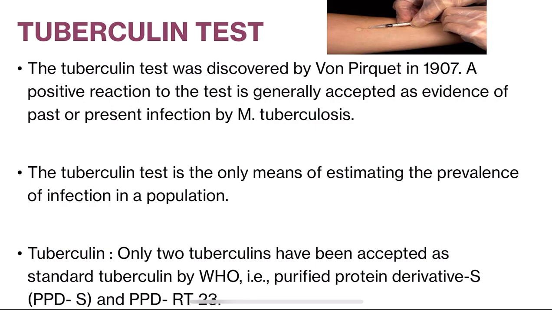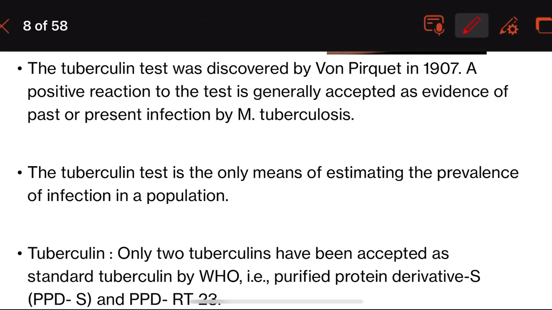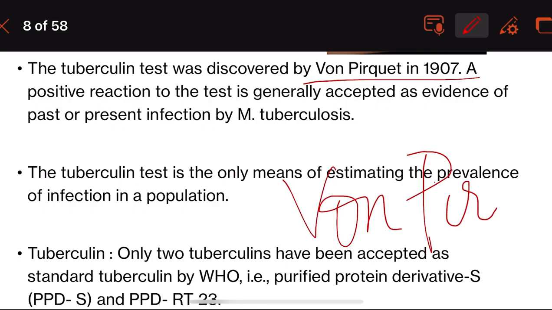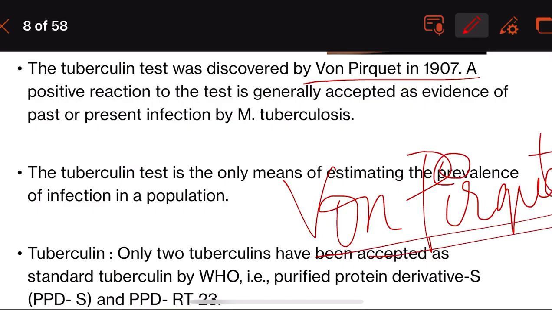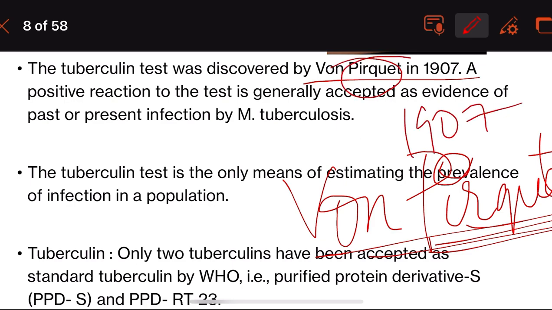Then comes the tuberculin test. The tuberculin test was discovered by von Pirquet in 1907. A positive reaction to the test is generally accepted as evidence of past or present infection of MTB. So this test was discovered by von Pirquet. Is it clear? Who discovered the test? Von Pirquet discovered the tuberculin test, in 1907.